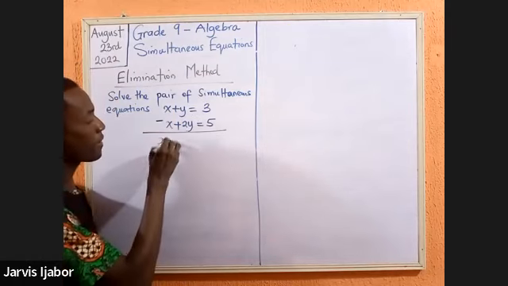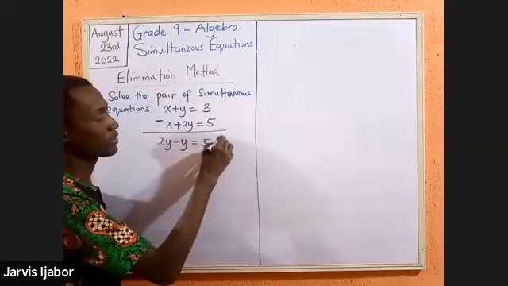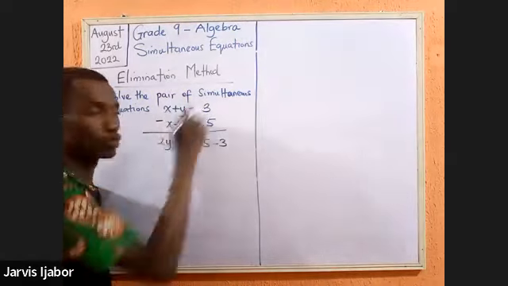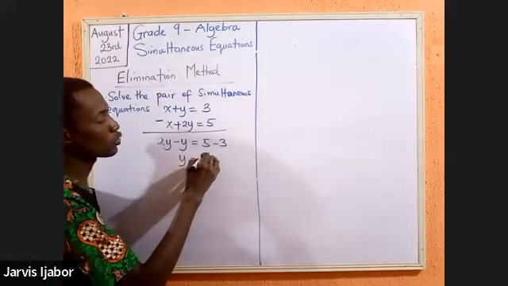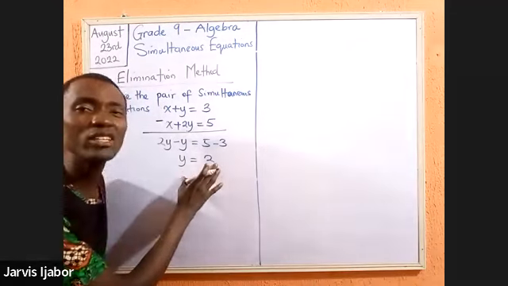Maybe I should write again, because sometimes it's quite challenging to see the concept. This is 2y minus y. This is 5 minus 3. Assuming I'm using bottom minus top. So this will now be y equal to what? 2. Once you get this answer, you will then substitute.